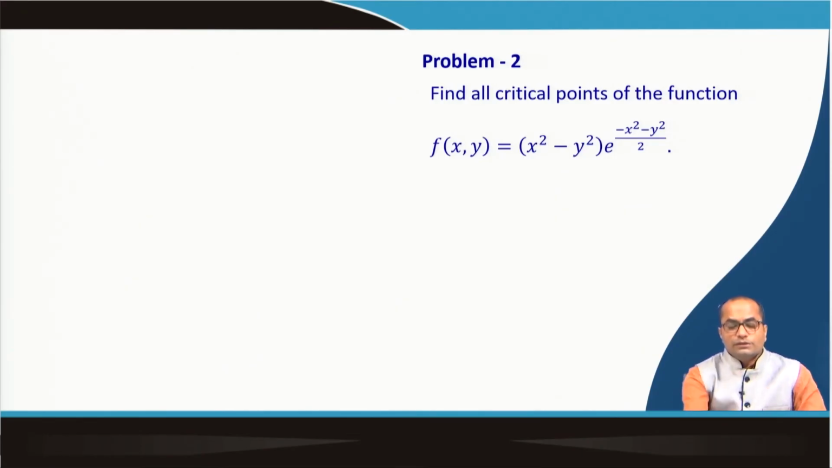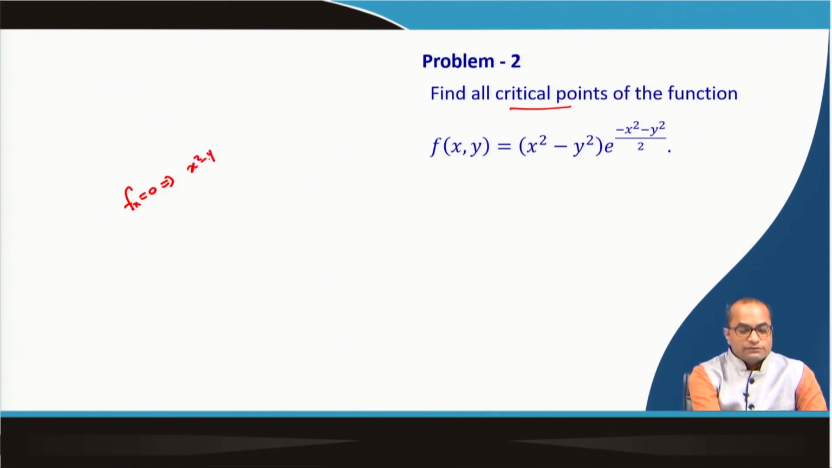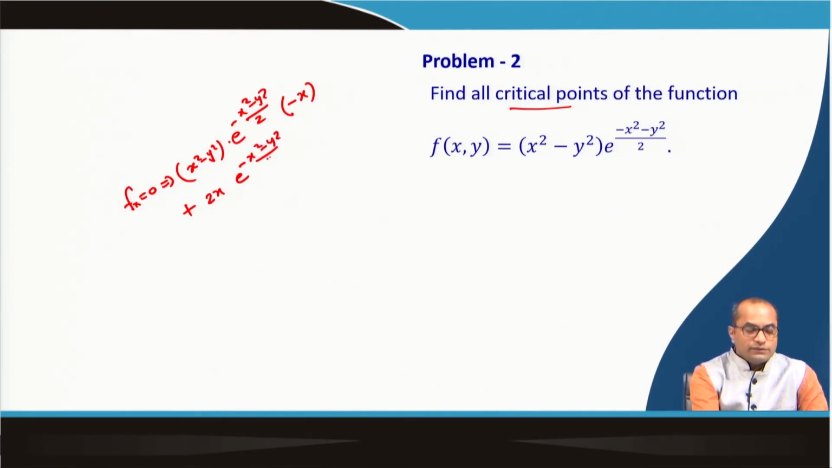Another problem. Here we have to find again the critical points for this function, and again a similar process, that fx equal to 0 we need to set. So that means x² minus y², and then the derivative of e to the power minus (x² + y²)/2, and then minus 2x, the 2 gets cancelled, minus x, and then here the 2x, and again e to the power minus (x² + y²)/2. So this is your fx.